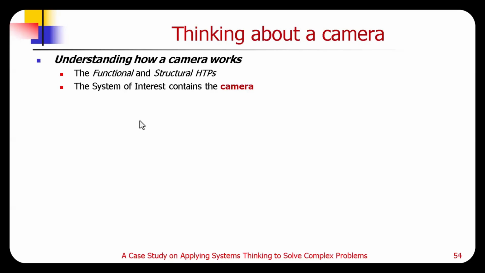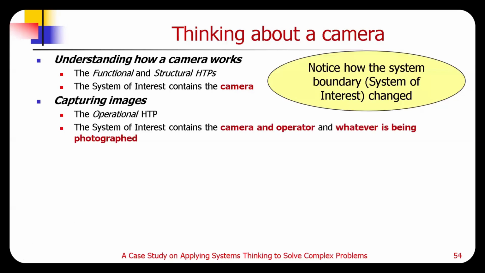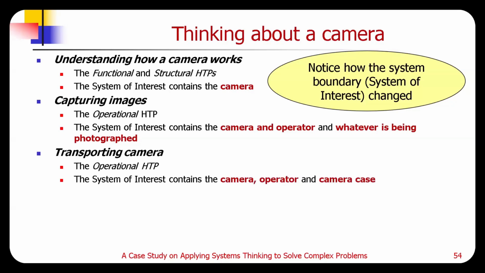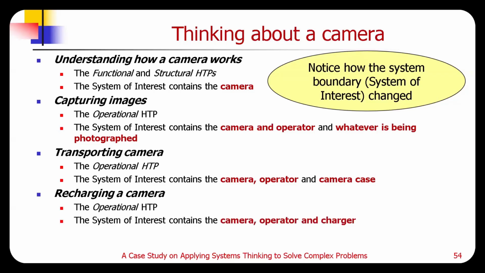So thinking about a camera, understanding how a camera works, we use the functional and structural perspectives, and the system of interest contains the camera. When I'm thinking about capturing images, I use the operational perspective, and the system of interest contains the camera and the operator and whatever is being photographed. And when I'm thinking about transporting the camera, it's another operational perspective, but a different system of interest. The camera, the operator, and the camera case. And again, recharging the camera is another operational perspective, but the system of interest is different again. It deals with the camera, the operator, and the charger. So I can abstract out non-relevant aspects of the system depending on what I'm thinking about.